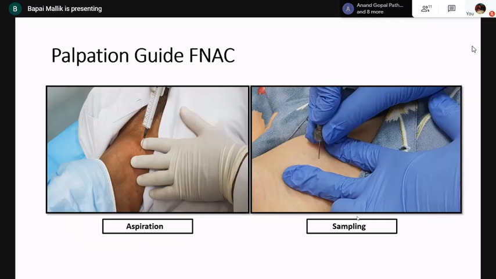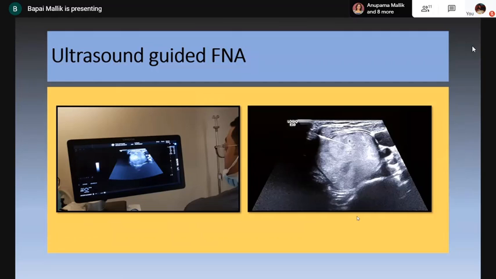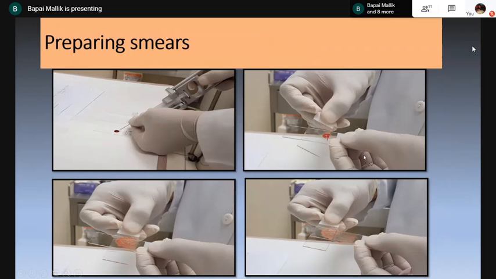hemorrhagic. And this is just a picture of a procedure of ultrasound guided fine needle aspiration cytology with the needle inside a particular nodule in the thyroid gland. The preparations of smears is extremely important.